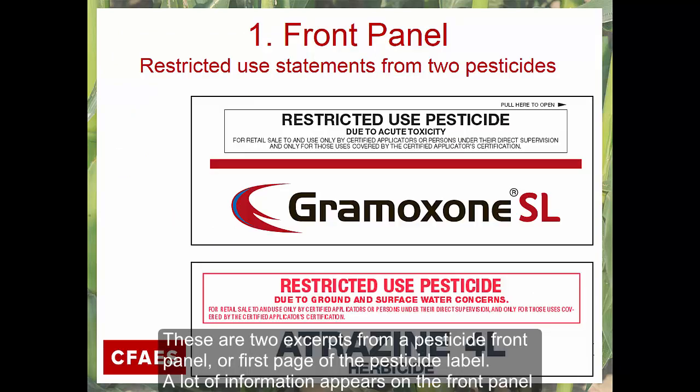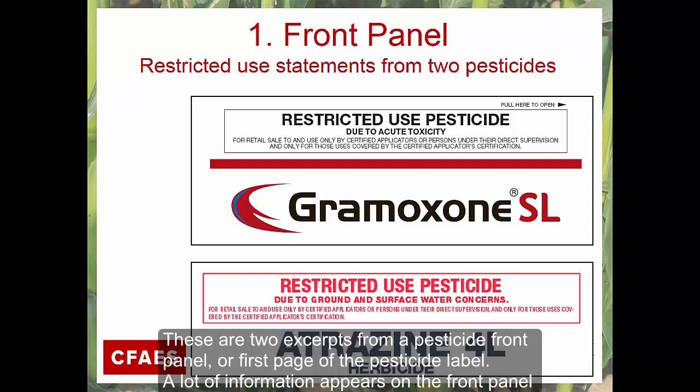Okay, so the front panel is essentially the front page of a pesticide label. What I'm showing you are two excerpts. So there's actually the top parts of two different pesticide labels here, Gramoxone and atrazine. And what I want to point out is the restricted use statement. So at registration, the U.S. EPA decides whether a pesticide will be general use or restricted use. Restricted use requires that only certified applicators may use and apply these.